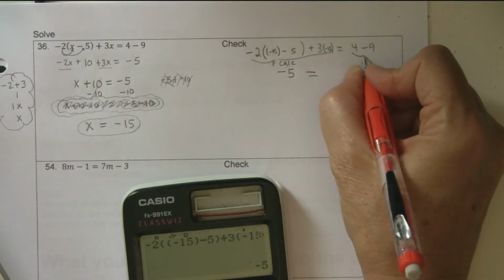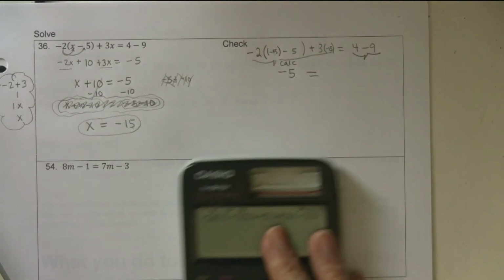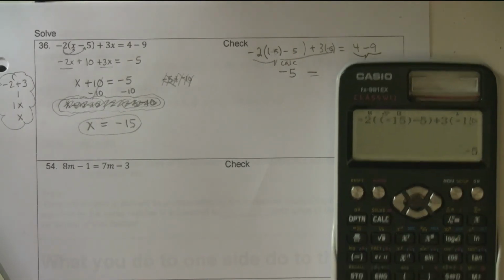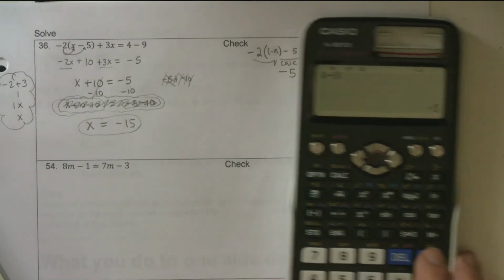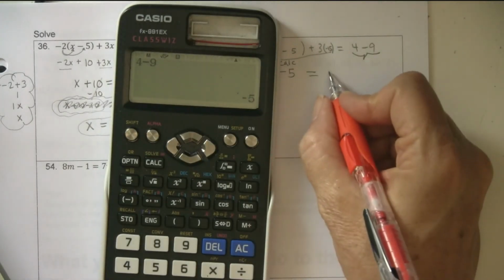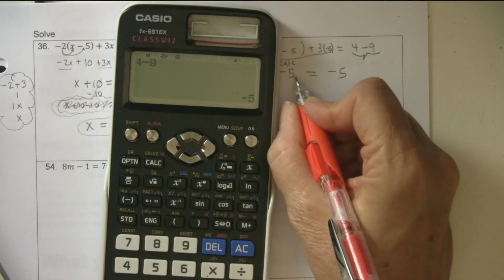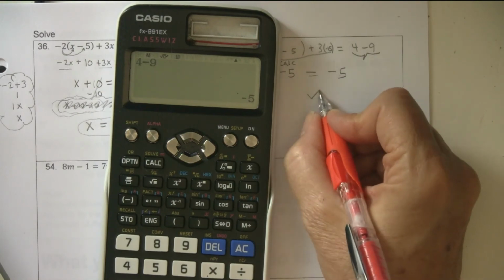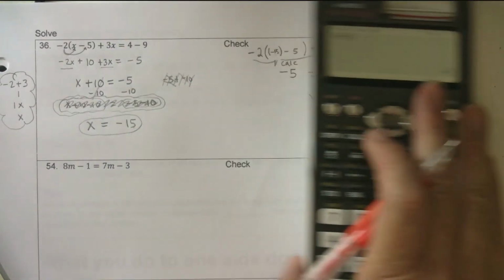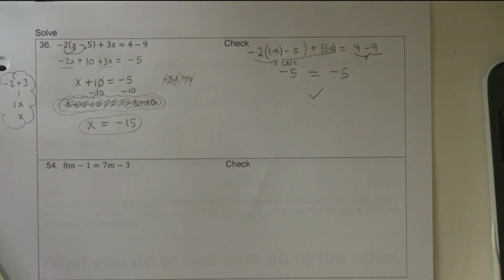And then this side, I'm going to do it by hand or use your calculator, either one. So that is 4 take away 9, right? Which is also negative 5. And now these two sides need to be equal to one another, otherwise I made a mistake. So since they are equal to one another, then that is the answer.